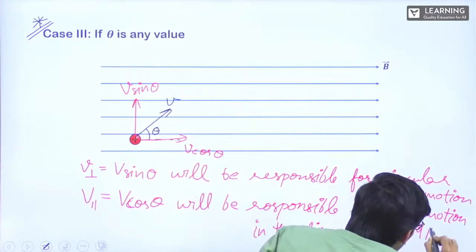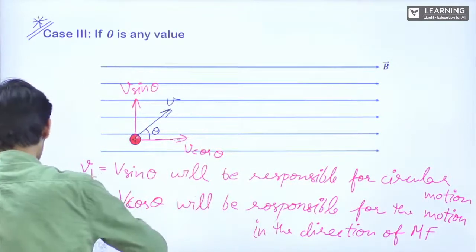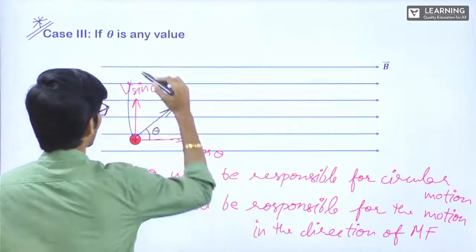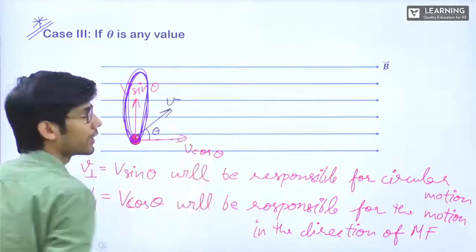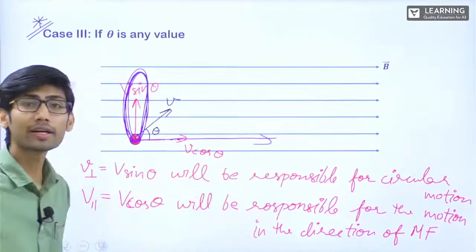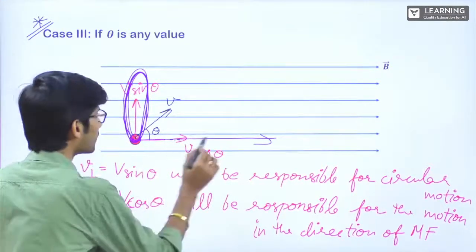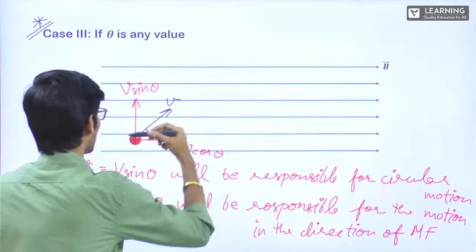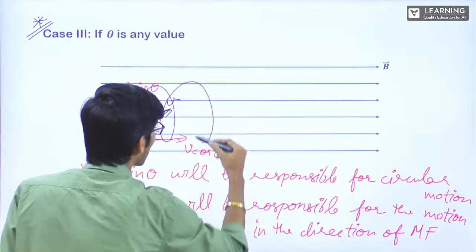Clear? So now two motions are happening. This particle is doing a circular motion here due to V sin theta, right? And the same particle will be moving front also. So what kind of motion it will be? Understand. So this particle will actually move like this.